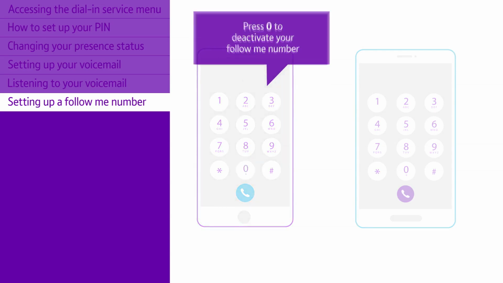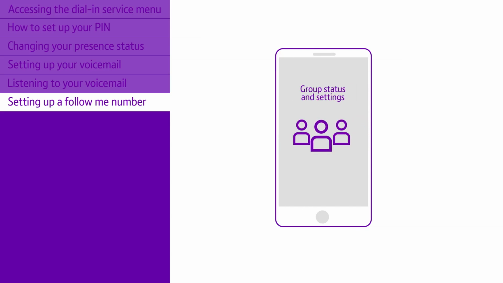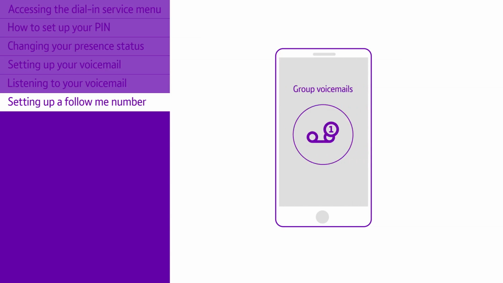You can also use the Dial-in Service menu to manage your group status and settings, if you're part of a call group or a group manager. Create an individual conference bridge number and PIN so you can hold conference calls, and listen to group voicemails, if you have permission to do so. There's more information about these functions in your One Phone user guide.